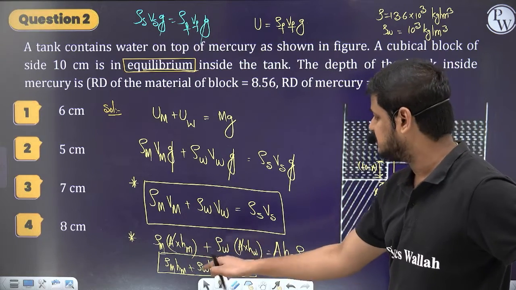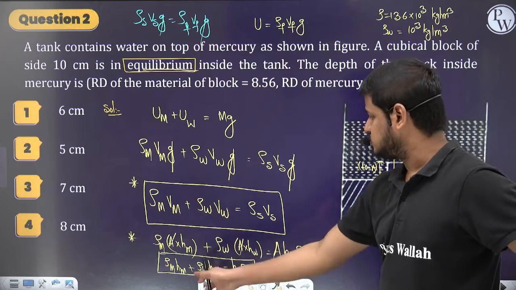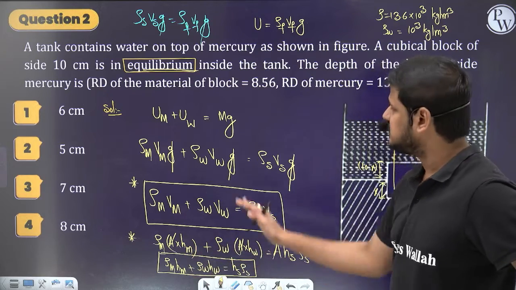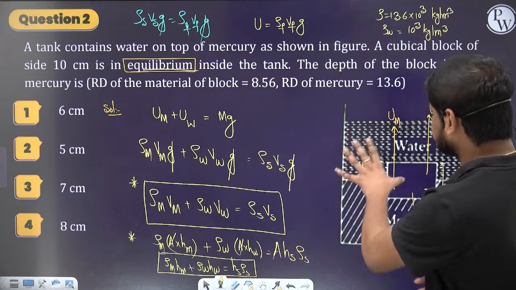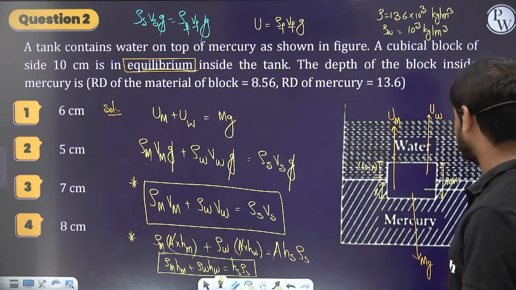Previously one liquid was there. Here two liquids are there, so I am just writing with the notations. This is the general concept you can apply when there is more than one liquid. Done? So now you can solve this question.